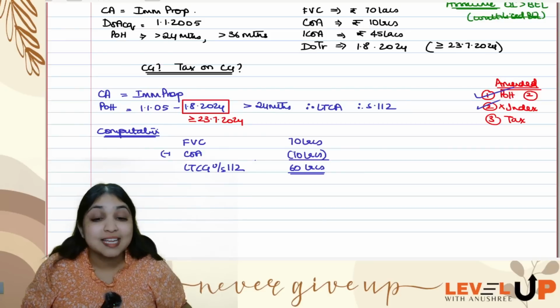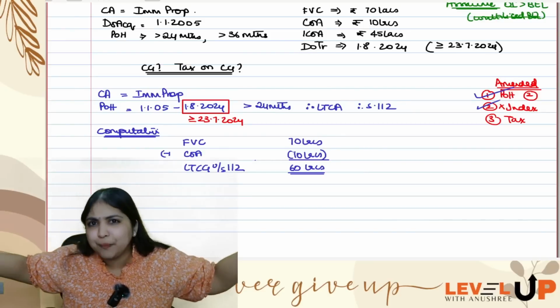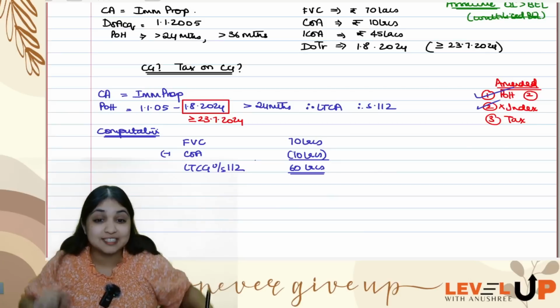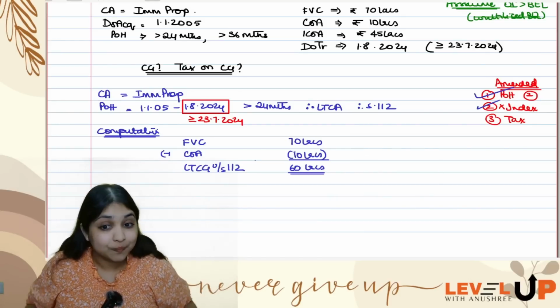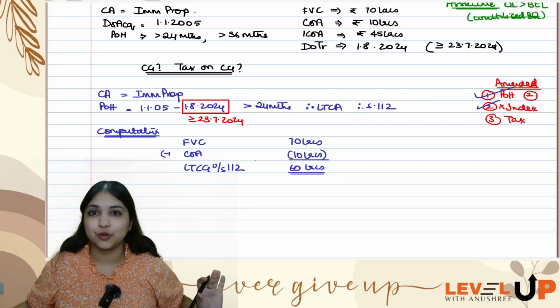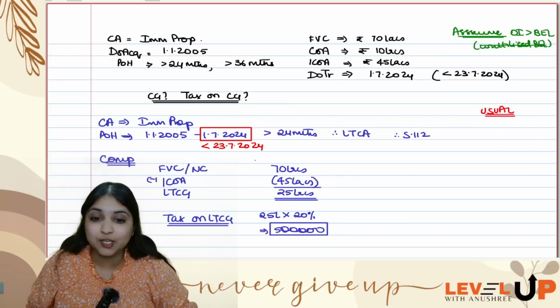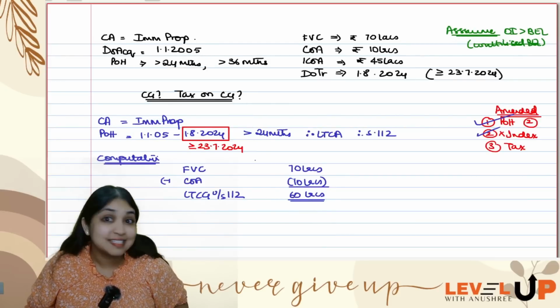Did you notice? Here did I do that calculation? 20% with indexation, 12.5% without indexation, whichever is lesser. Did I do all that? No. In my capital gains computation, no indexation, story over. So my LTCG is 60 lakhs. Here LTCG was only 25 lakhs. Here LTCG is 60 lakhs.